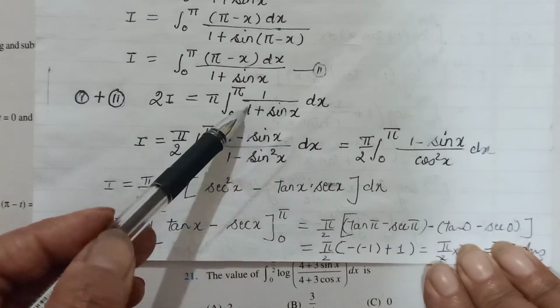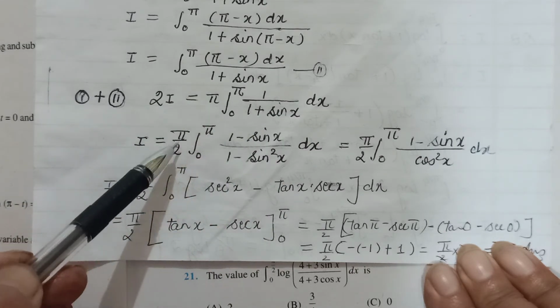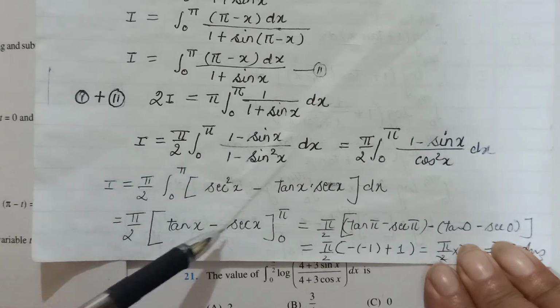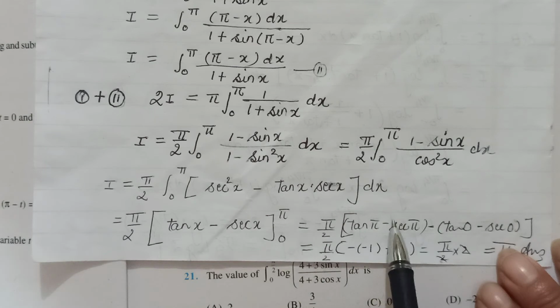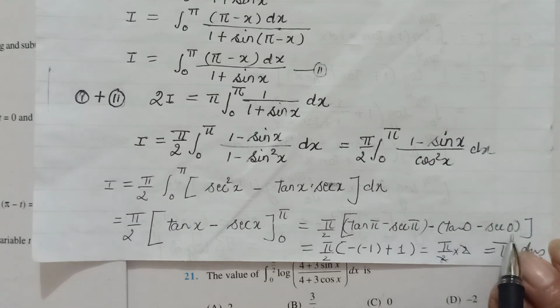This was value of 2I, तो your I was यहाँ pi था, pi upon 2, and ये हमारे integrable functions आ गए हैं. So putting the limits, tan pi 0 है, sec pi -1 होता है, तो minus of -1, this will become 1. tan 0 is also 0, sec 0 is 1. So minus minus will make it plus 1. 1 plus 1, 2. 2 and 2 get cancelled. So your answer is only pi.